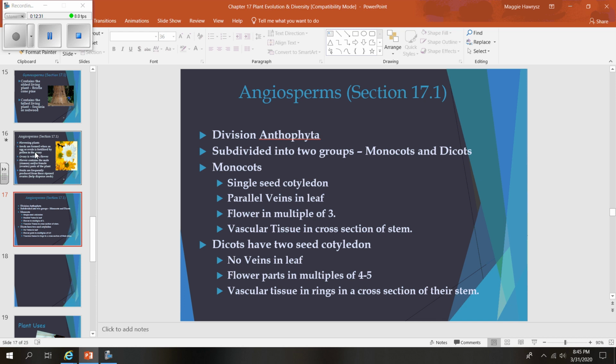Vascular tissue is in a bundle in the cross section of the stem in a monocot, and vascular tissue would be in rings in a dicot in the cross section of their stem. So what that's talking about is if you were to cut a stem open, you would see that in a dicot it would be in a circle, and the vascular tissue would be in a bundle in a monocot. So that is the important information on section 17.1.